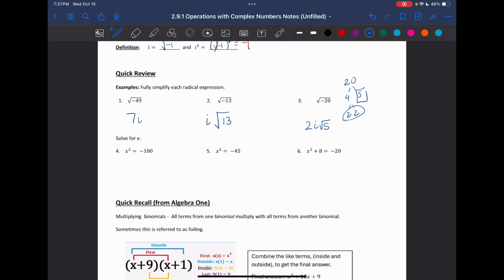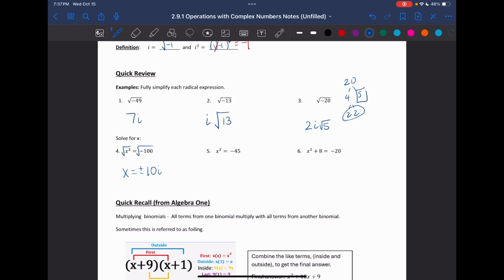For problems like 4 through 6, you're going to do your backwards PEMDAS. This is just the square root method. In number 4, x is already almost by itself, and all you have to do is take the square root of both sides. So then for this answer, the square root of 100 is equal to 10. However, since it's an equation, I need a plus or minus symbol. And also, since it was originally -100, I'll need 10i.